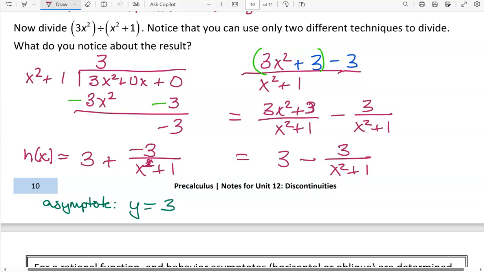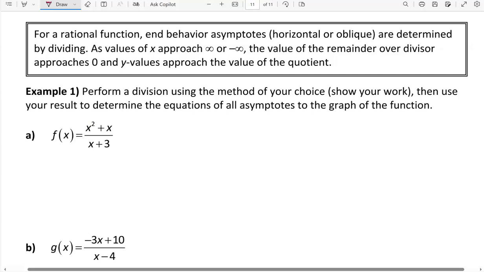So that gave us the exact same result as the long division, so pick your method. This brings us to a more substantive definition of what constitutes an end behavior asymptote. End behavior asymptotes are going to be one of two types, horizontal or oblique. That's a non-horizontal line that is not vertical. And that's determined by dividing.